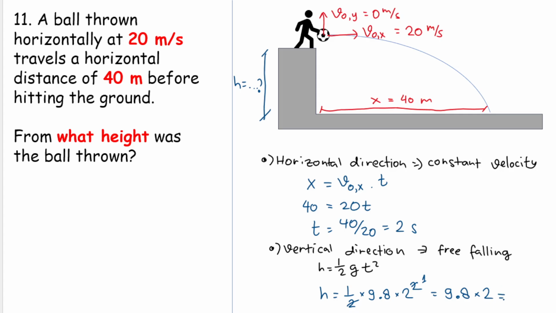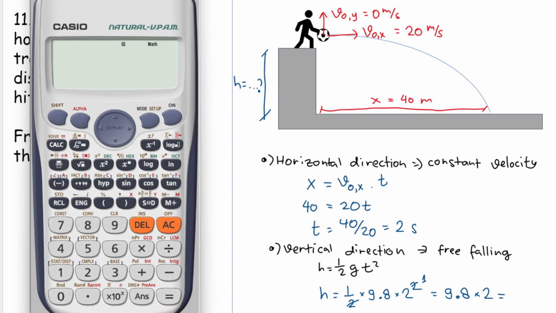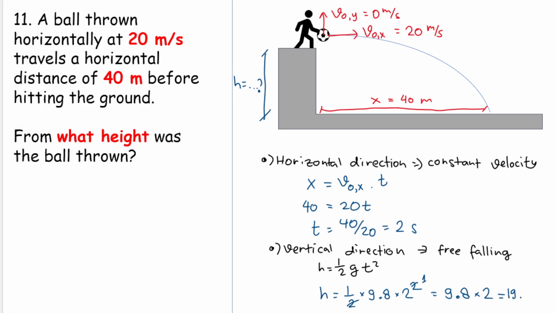Okay, I'm trying to do this without a calculator, but I think I will just use the calculator. Okay, what is the value here? So I'll have 9.8 multiplied by 2, and that will be 19.6. So we'll have 19.6 here, and the unit here is meters. So the height from which this ball is thrown is 19.6 meters. So let's write that here. That height here is 19.6. And the unit here will be in meters.